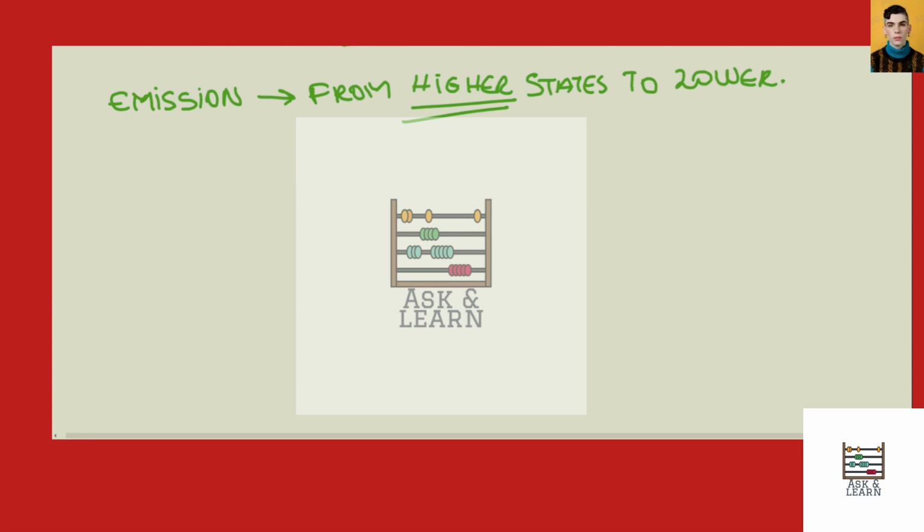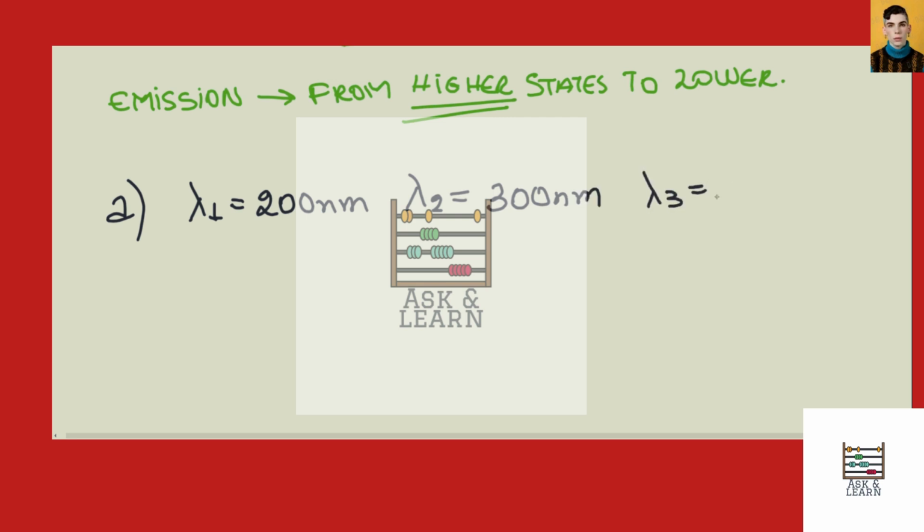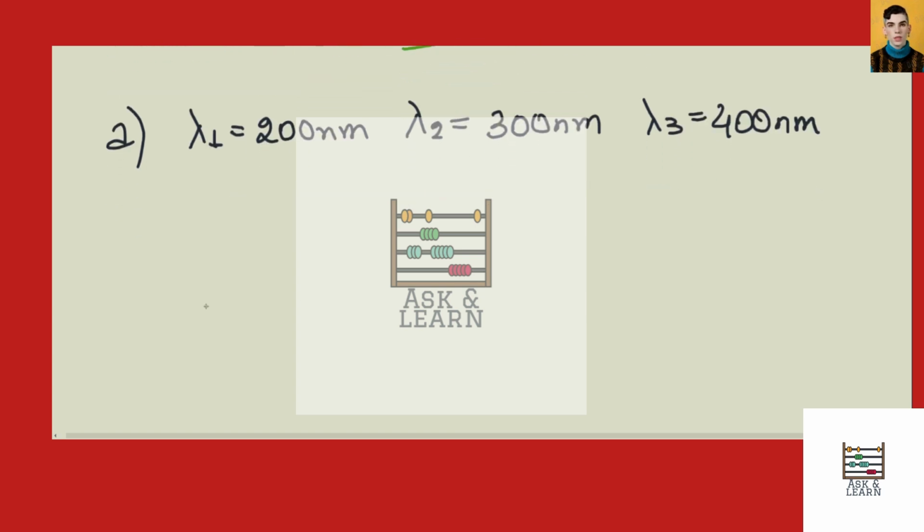So in this exercise, we know that the absorption spectrum of an atom consists of three wavelengths. The first wavelength, I'm going to call lambda 1, has 200 nanometers. The second wavelength of this atom's absorption spectrum is 300 nanometers. And the last wavelength is 400 nanometers. And the exercise wants us to use this information to draw the energy diagram of this atom.